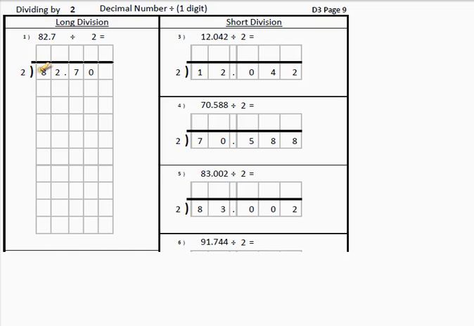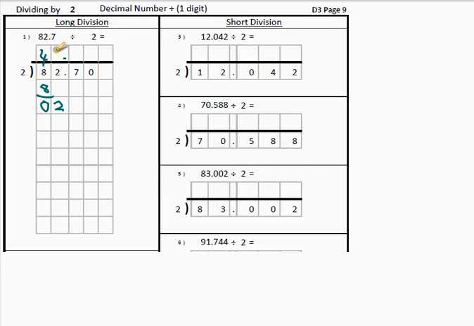Let's look. 2 goes in 8 how many times? 4. 4 times 2 is 8. 8 take away 8 is 0. My remainder is 0. I bring down the 2. Now this decimal point, don't ignore it at this point. The point just has to line up there, and otherwise you are going to ignore it. Don't put any decimal points in your calculation here.